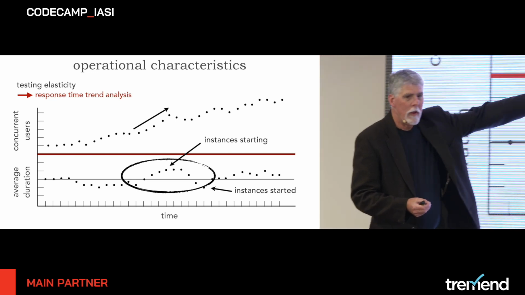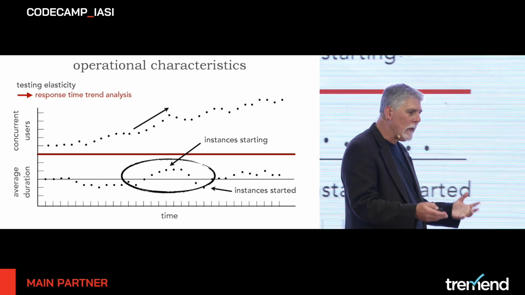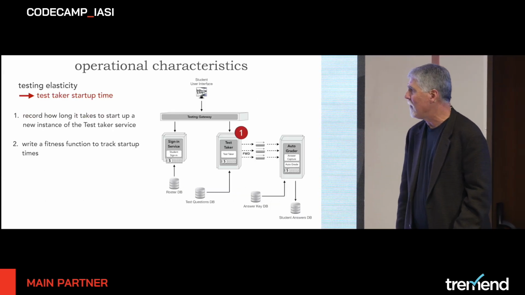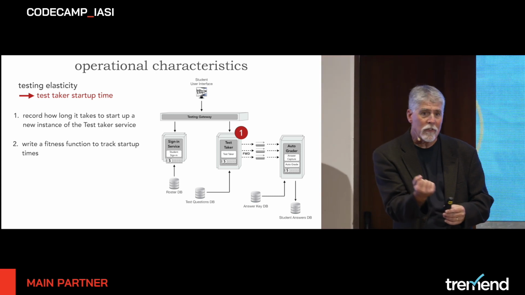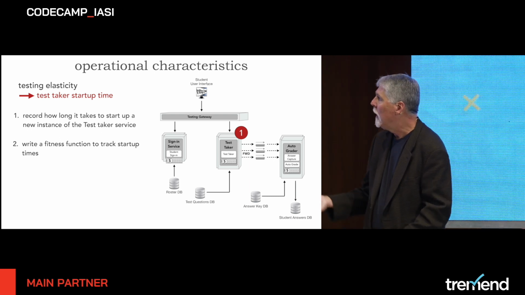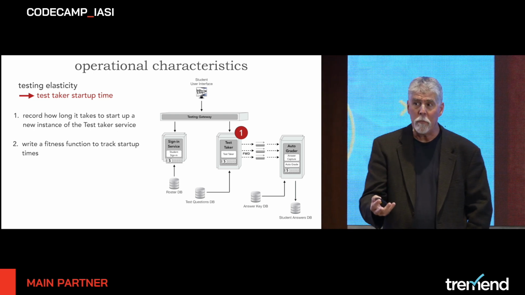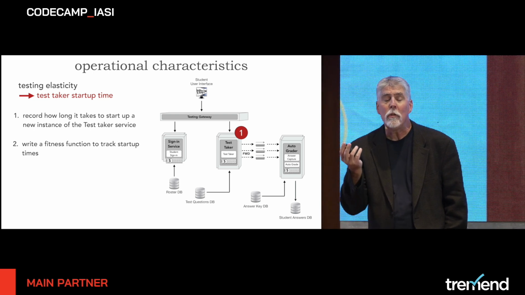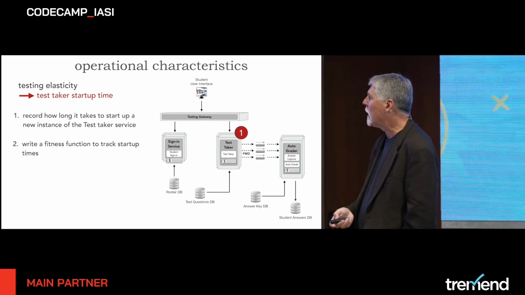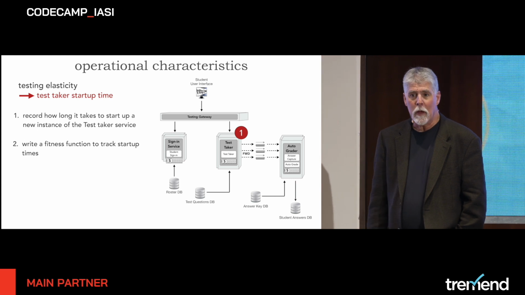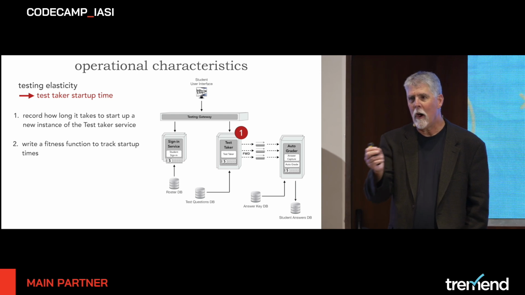Because if it's too slow, this line is going to go all the way up. Hey, that's a great idea. Let's write that fitness function. So what we can actually do is measure or extract from any of these tools how long it took each instance to start up. Again, observability: that data needs to be available from the service, or from the container, or from the particular orchestrator. So, how long did it take to start it up? And then I write a fitness function to track that based on time.